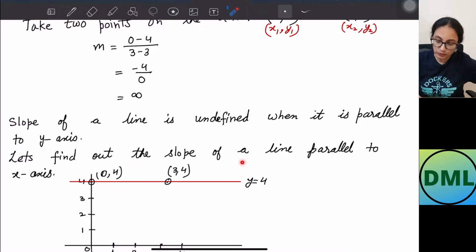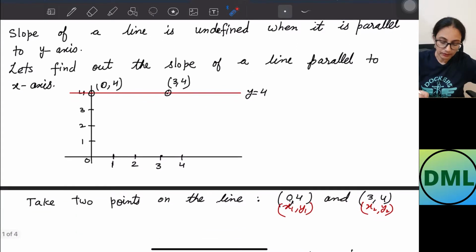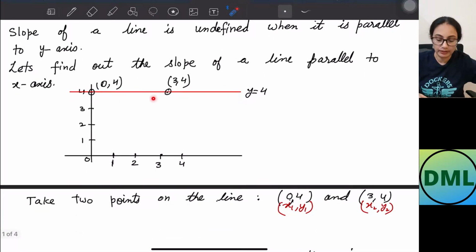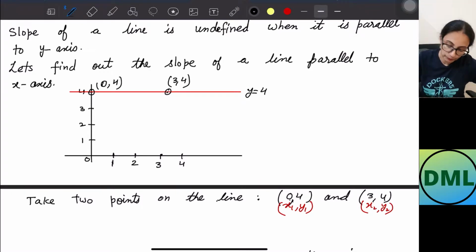Let's find out the slope of a line parallel to the x-axis. As you can see on the Cartesian plane, I have drawn one line parallel to the x-axis. Let's say that the line is y equals 4. To get the slope of this line, I have to pick 2 points on that line. So let's say I picked (0, 4) and (3, 4). Now (0, 4) will be (x1, y1) and (3, 4) will be (x2, y2). Now let's find out the slope here.